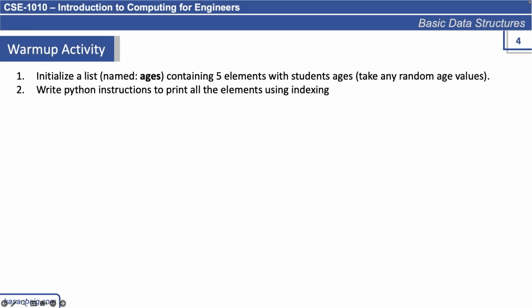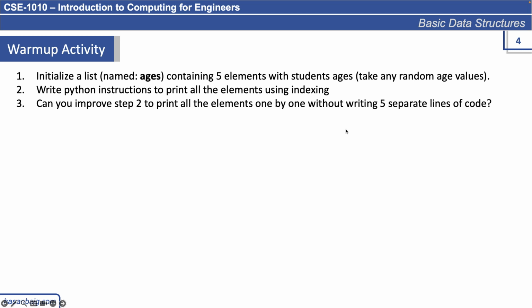So the next thing was, can we improve step number 2 to print all the elements one by one without writing 5 separate lines of code? Just imagine for a while, instead of having only 5 elements, imagine that you would have 100 elements or 500 elements. What would you be doing? How would you be printing all the elements? Would you be writing this many lines of code as what we have just seen on the whiteboard? So in order to address this concern, we have another programming construct called loops.